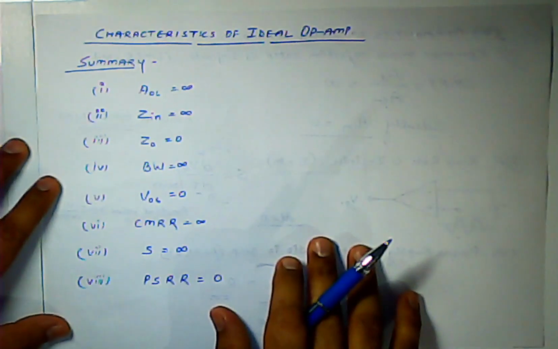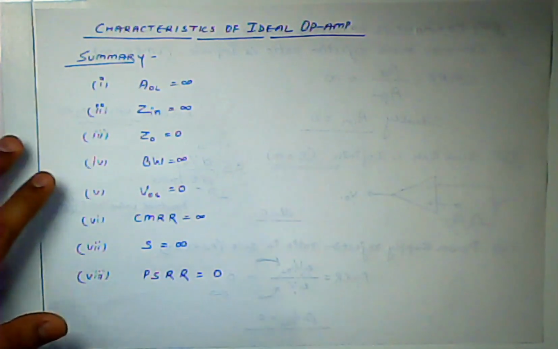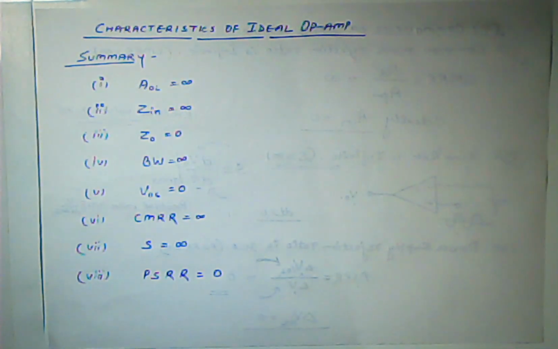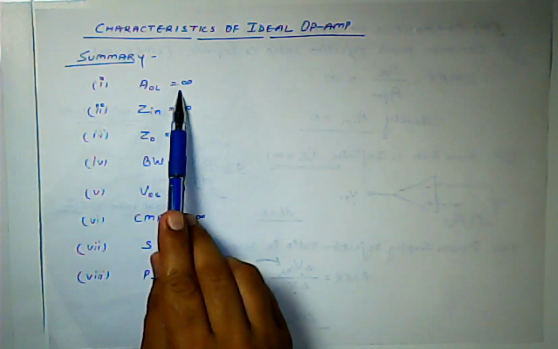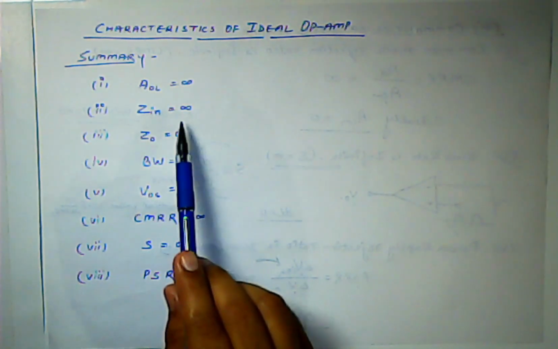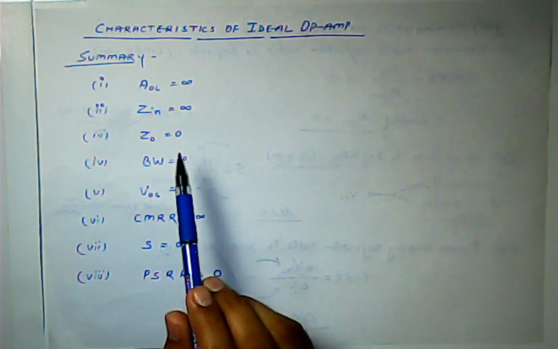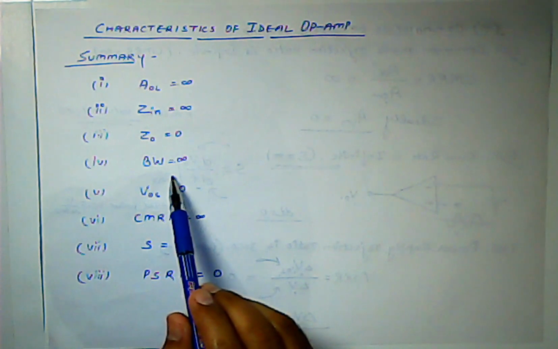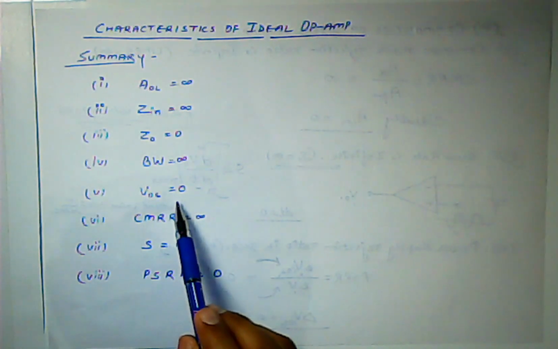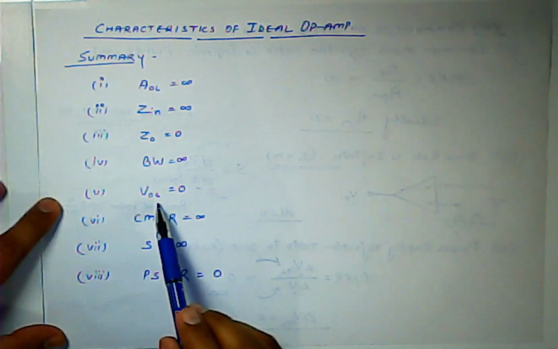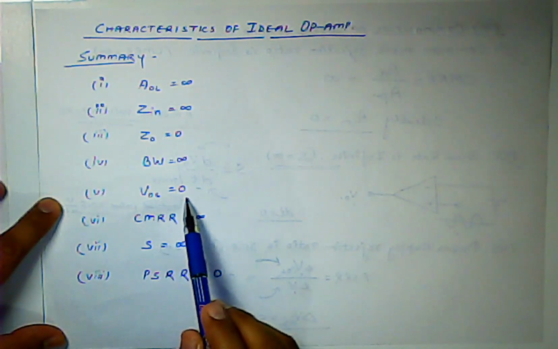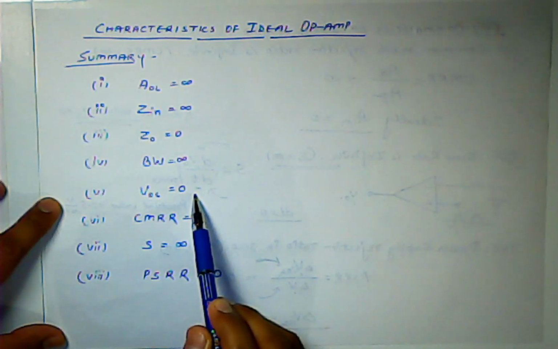So let us summarize all the properties again. Characteristics of ideal op-amp. The first characteristic is open loop gain is infinite. Next is input impedance is infinite. Next is output impedance is 0. Next is bandwidth is infinite. Next is input or output offset, both values are 0 for ideal op-amp.